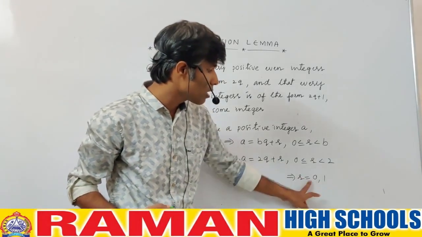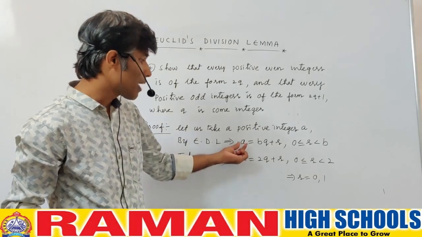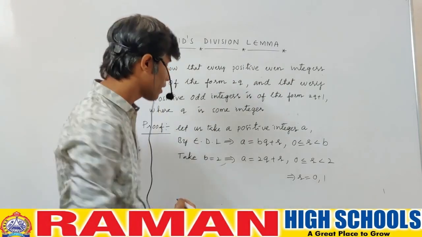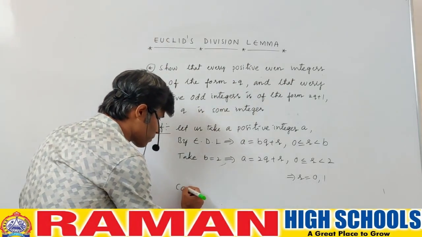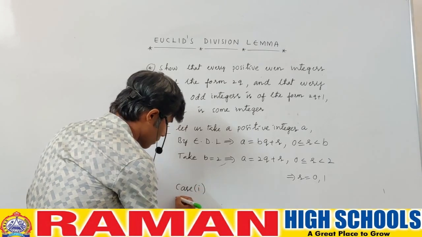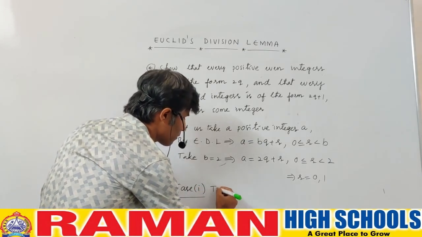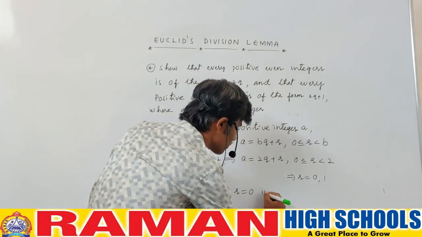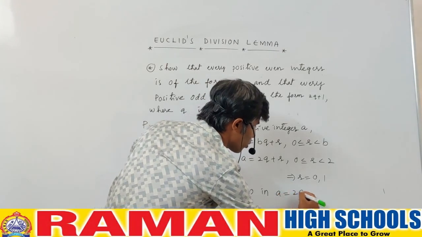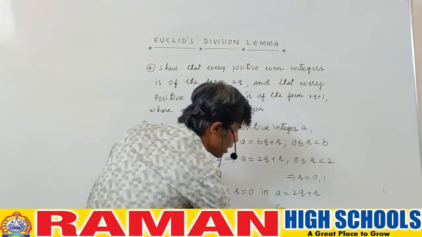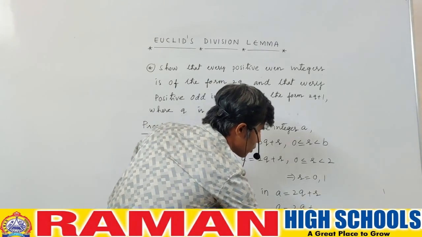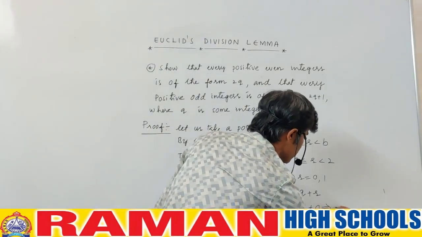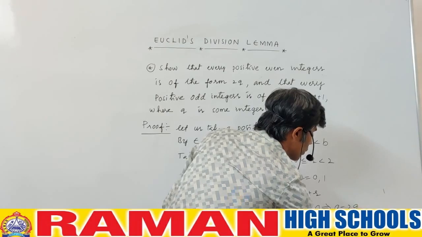In these two cases we will check whether this positive integer is going to become an even number or an odd number. Let us go with first case 1. Take r equals 0 in a equals 2q plus r, that is a equals 2q plus 0, then a equals 2q.